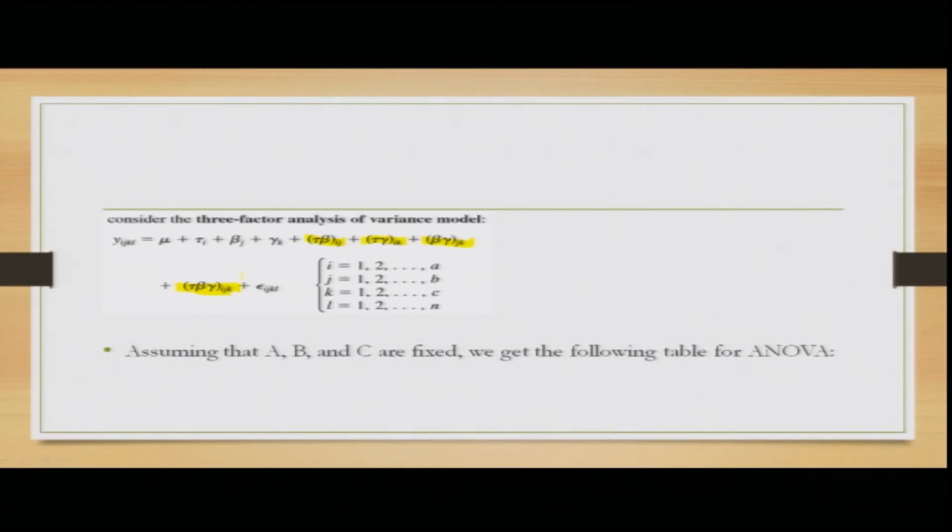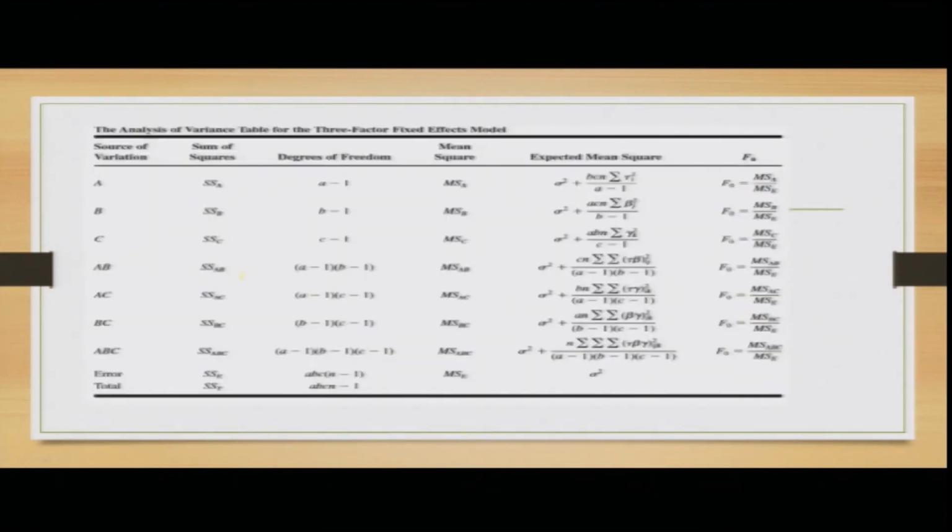So, assuming that A, B, C are fixed, we get the following table in the ANOVA. Now, this looks complicated, but it is very simple. In the first column, we have all the sources of variation: A, B, C individually, AB, AC, BC combined 2 at a time, ABC, the error term, and the total. Obviously, the sum of all of them would be equal to the total.